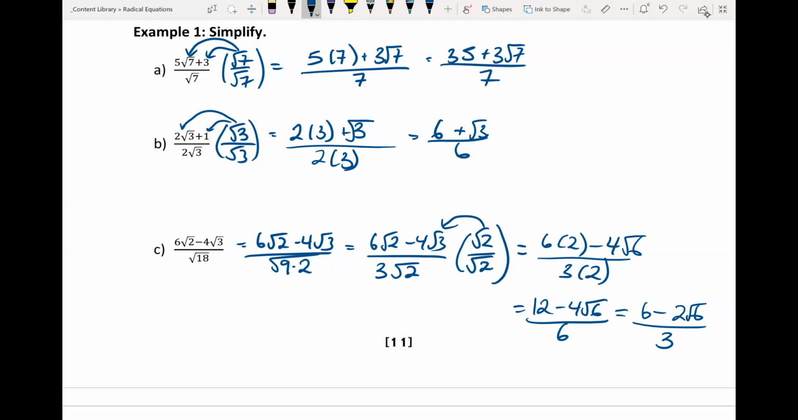If you would like to start by doing root 18 over root 18 and multiplying that, that's fine. You are going to deal with some bigger numbers. That's okay as well. You still need to get to this form here though, so you do need to simplify it to the very, very end. It's a little hard to do when you have larger numbers.